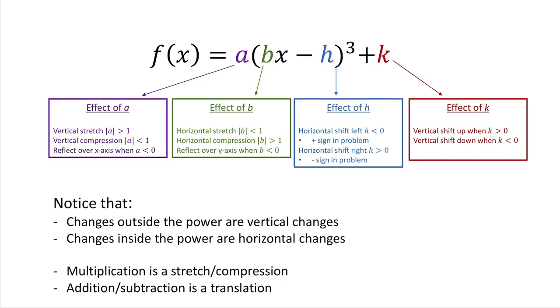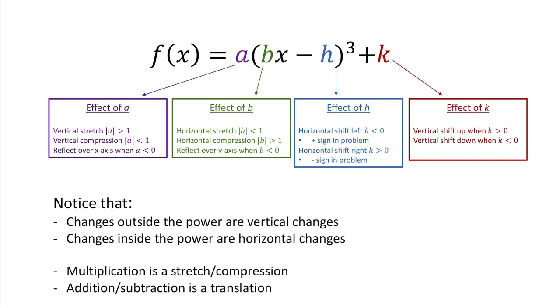If you have a value of b, if the absolute value of b is less than or greater than 1, you can have a stretch or a compression, and it'll be a reflection over the y-axis when b is less than 0. For h, we're going to have a similar situation as we did with the cube root functions. If it's less than 0, it's going to look like a plus sign in the problem, and that'll be a shift left. If it's greater than 0, that'll look like a minus sign in the problem, and that'll be a shift right. K is on the outside, so that's going to be a vertical transformation.